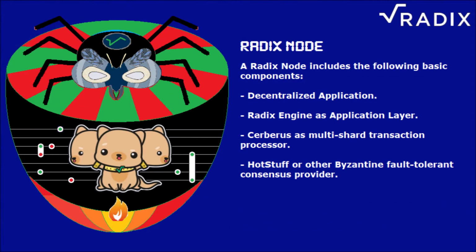A Radix node includes the following basic components. First, decentralized application. Second, Radix engine as application layer. Third, Cerberus as multi-shard transaction processor. Fourth, HotStuff or other Byzantine fault-tolerant consensus provider.